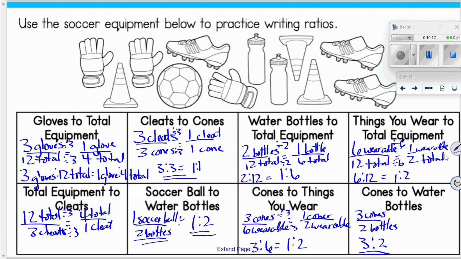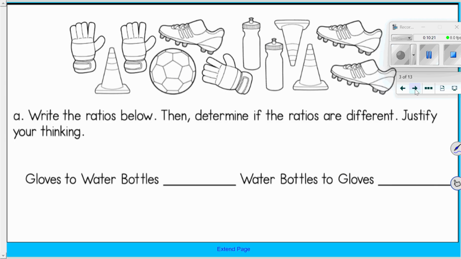Okay, so we've got some good practice on writing our ratios. Now let's talk about the meaning. I want you guys to do this one as a table, because I want you to talk about it. We'll give you guys about 2 minutes. So let's look at it first.